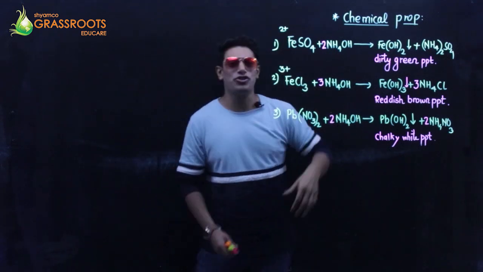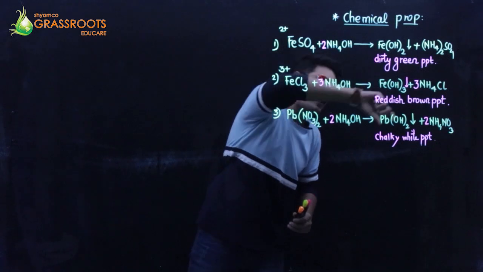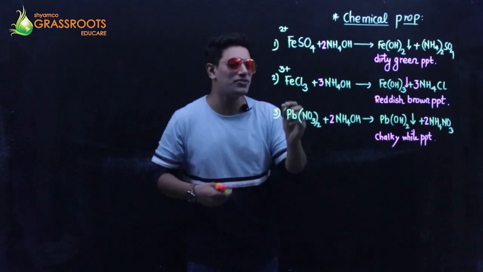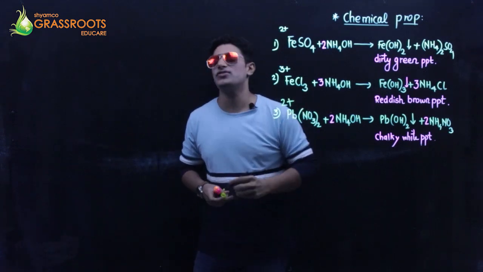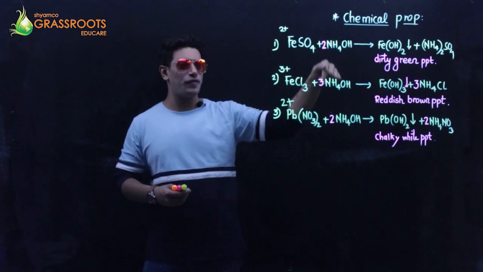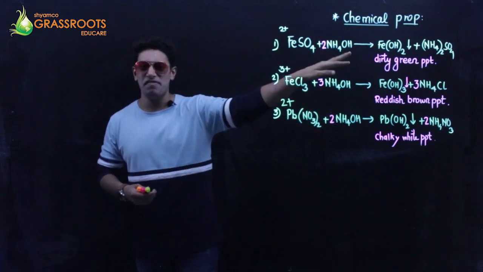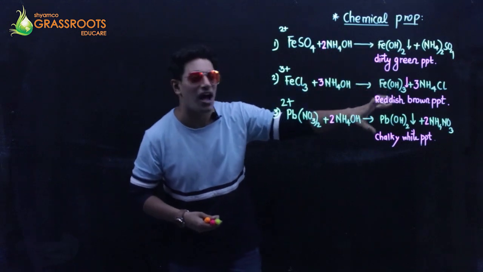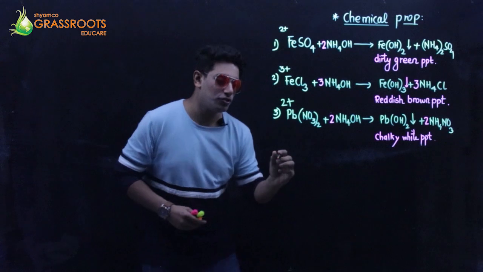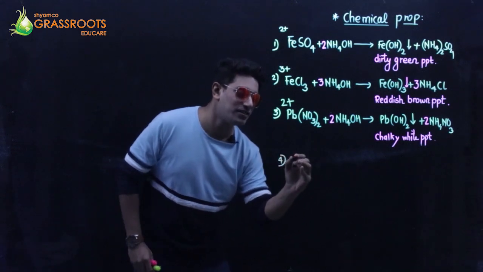Again, in this same reaction, if you add more excess of NH4OH, nothing happens. So, in the 3 reactions of Pb2+, Fe2+ and Fe3+ salt, on addition of excess of NH4OH to the products, nothing happens. The precipitates are sustained.